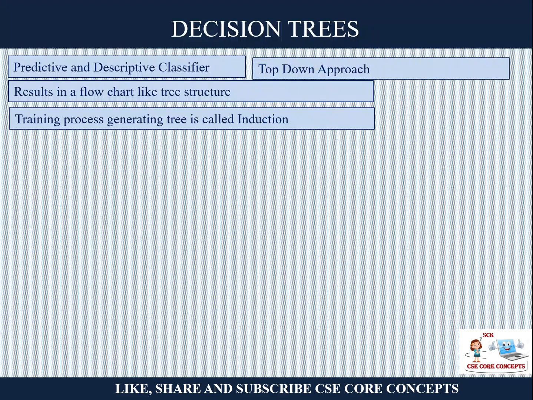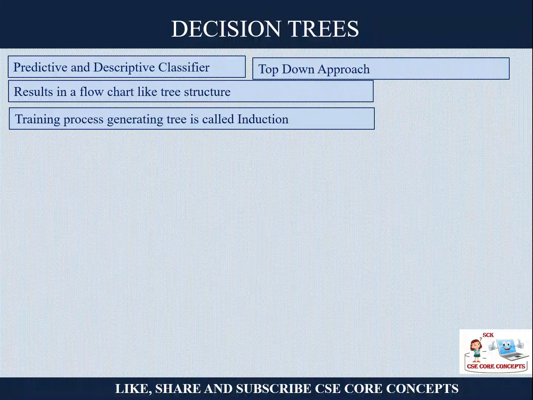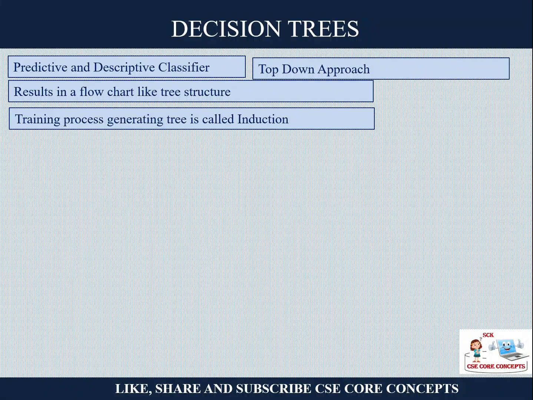Now, up till now, whatever classification algorithms we have studied, namely KNN or the naive-Bayes algorithm, they are predictive algorithms. That is, you give a test data and it will give you the prediction of which class the test data belongs to. Along with being a predictive classifier, decision trees are also a descriptive classifier. That is, they will show you in a tree format how your data is falling under a particular category. It follows a top-down approach and the results are in a flowchart-like tree structure.